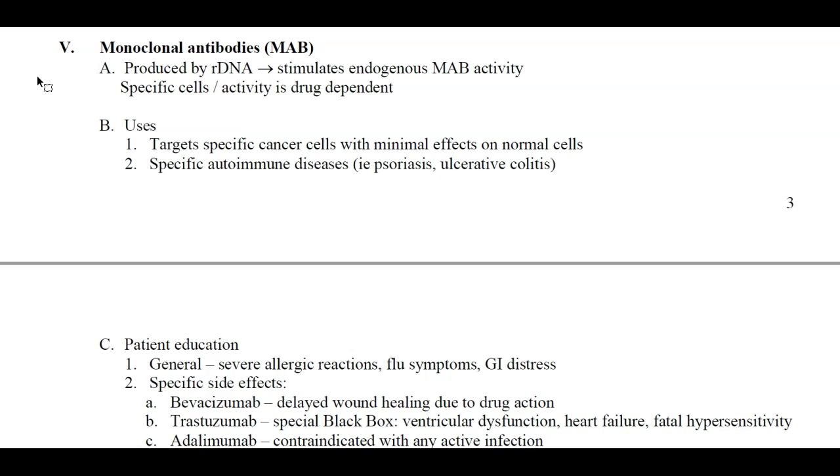Monoclonal antibodies are basically produced by recombinant DNA. This is genetically engineered to stimulate endogenous monoclonal antibody activity. Depending on which one we're talking about, it stimulates specific cells, and the activity is dependent on the drug that we're talking about. So they will have different functions.